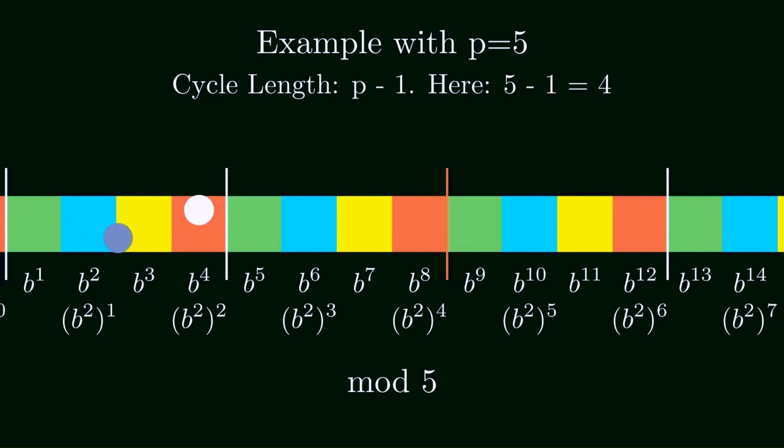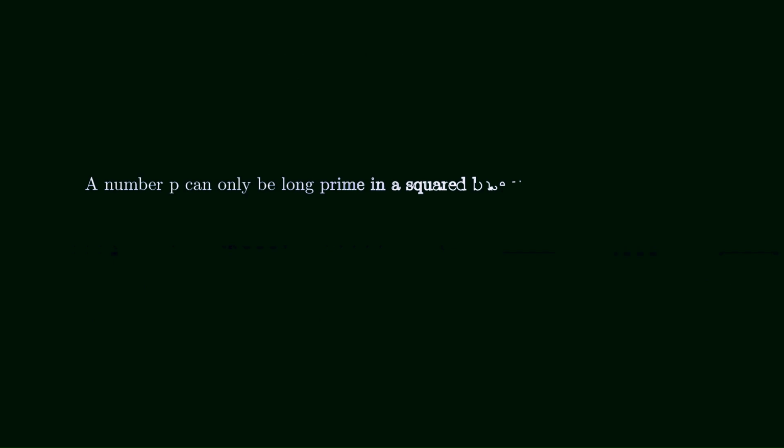Yet those are odd numbers, and we are only adding 2 to even numbers. It is thus impossible for a squared number base to have a long prime if the number is long prime in the squared number base, like 110. But just like we said before, a number p can only be long prime in a squared base if it is long prime in the squared root of that squared base.